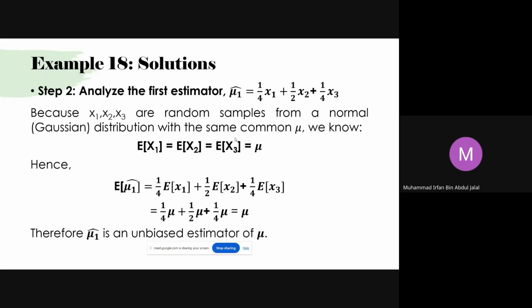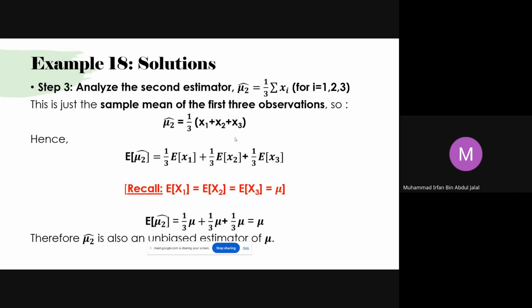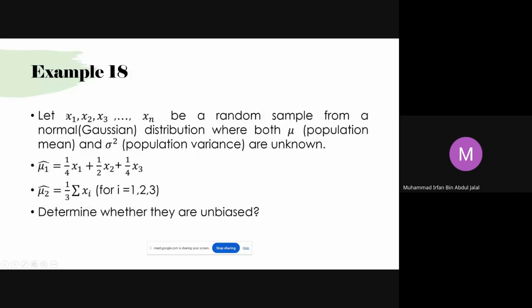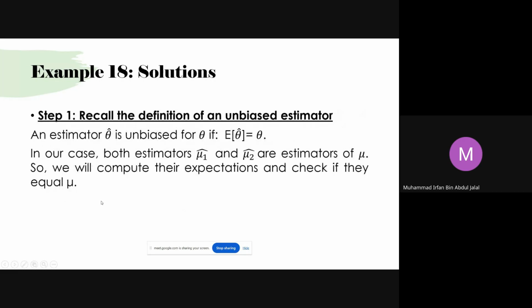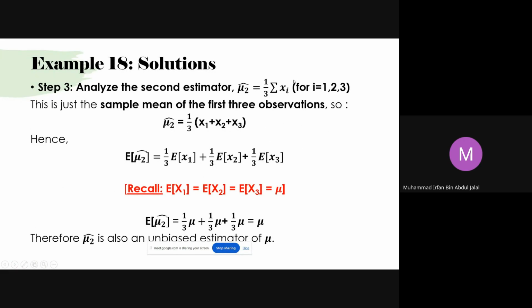Okay, so lepas tu kita move to step 3. Step 3 we analyze the second estimator, yang this one. Kita buat satu-satu lah lebih kurang. So for the third step, kita cuba analyze using the same logic, the same method as step 2. So untuk this one, kita take the expectation of the second estimator on both sides. So kita akan dapat these things, and again kita kena recall balik because the random variables come from the same distribution with a common mu or common population parameter. So kita substitute this into this one.